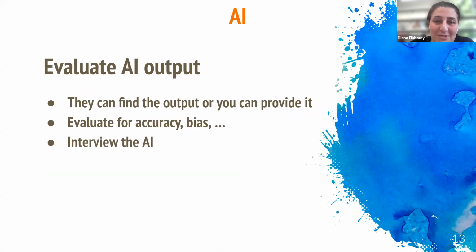Artificial intelligence, I wanted to include this because there's a lot that we can do there. We can ask our students to evaluate the output. That's one simple example. So you can either provide them with the output, or they can go look for it. They can evaluate it for accuracy, for bias, for gender bias, for cultural bias, and you can grade them based on that, or they can even interview the AI bot.